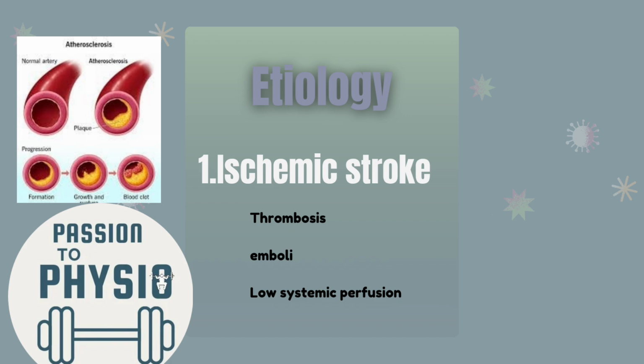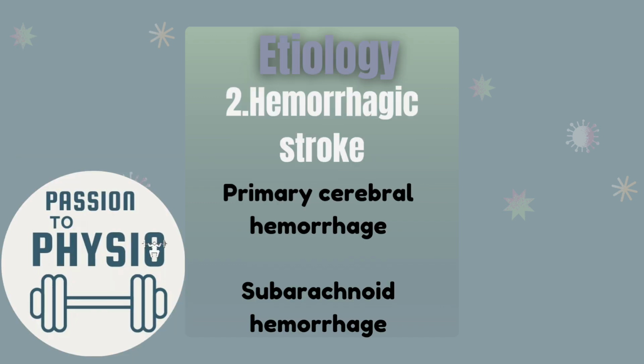The next one is low systemic perfusion. Circumstances such as cardiac failure or loss of blood lead to systemic hypotension. In this circumstance, there will be bilateral neurological deficit.